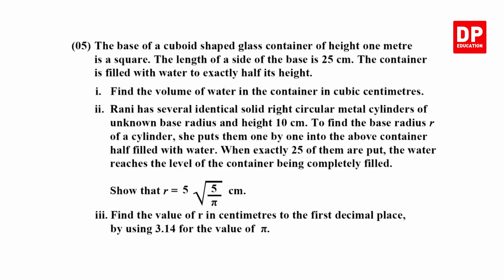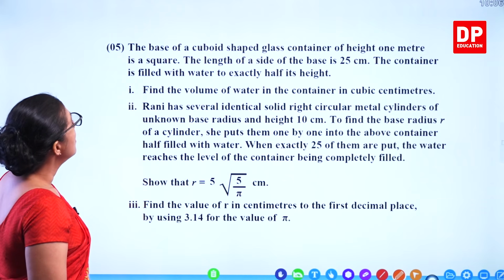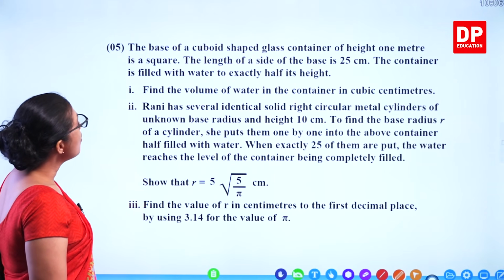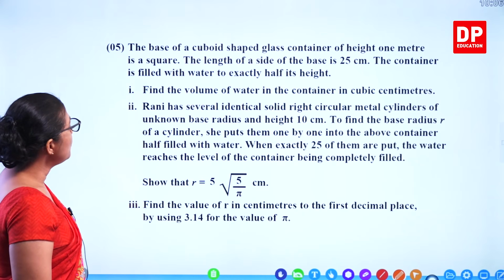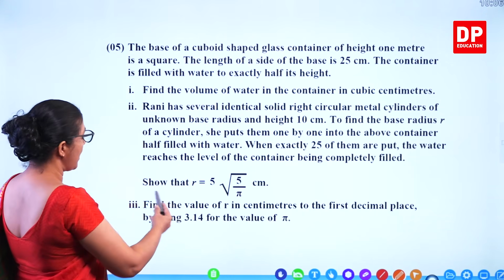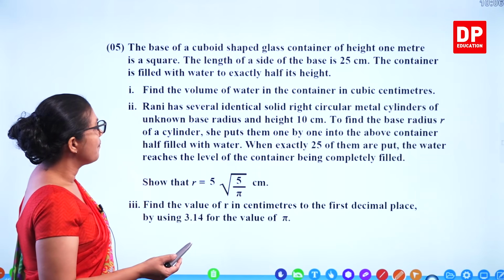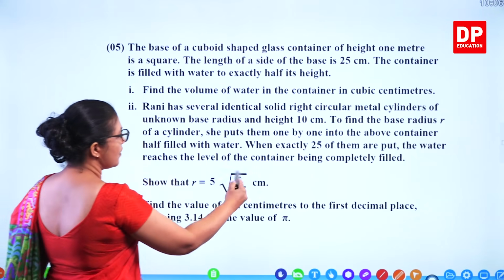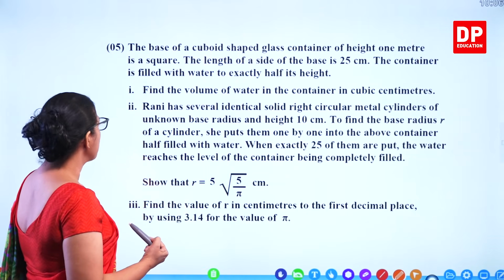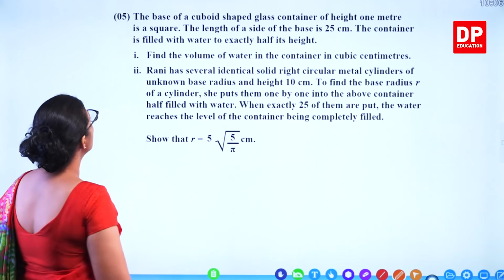Question number 5. This is about volume. So you get a cuboid and finding volume, and there's a cylinder. So we'll see how we can do that. And then it says find the values correct to first decimal place. So altogether 3 parts are there. So we'll do the first one.